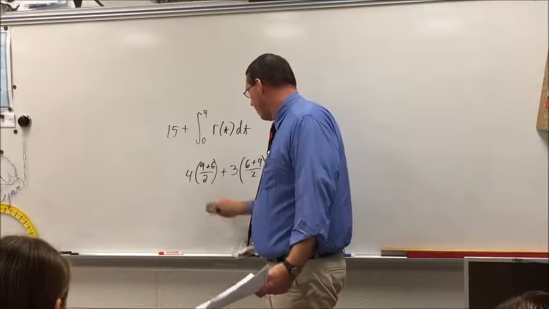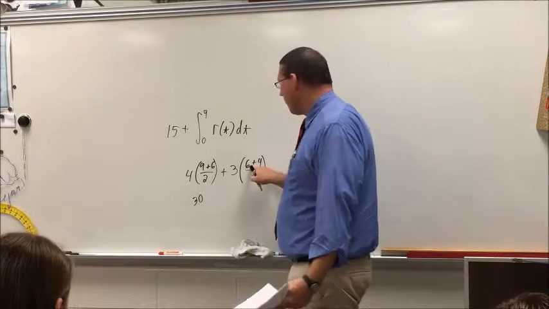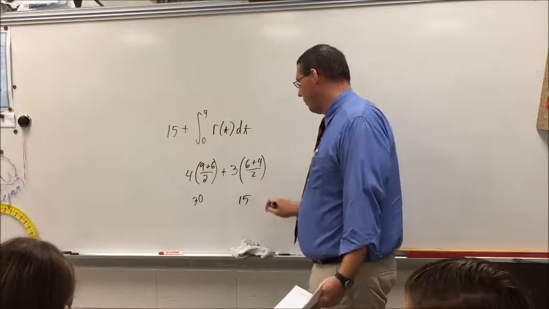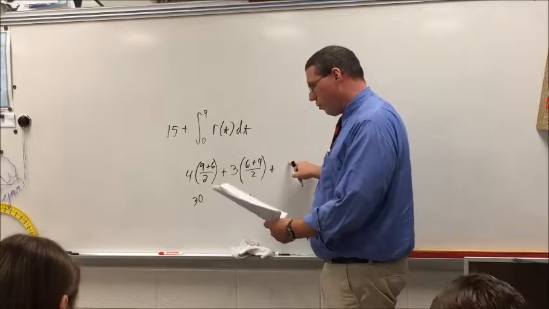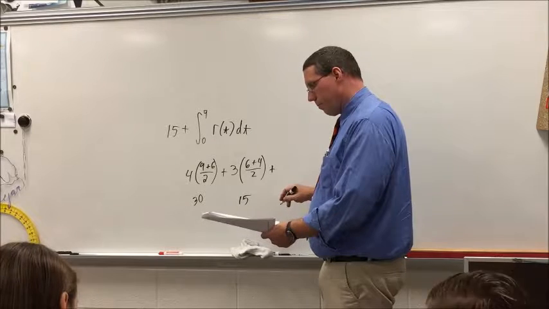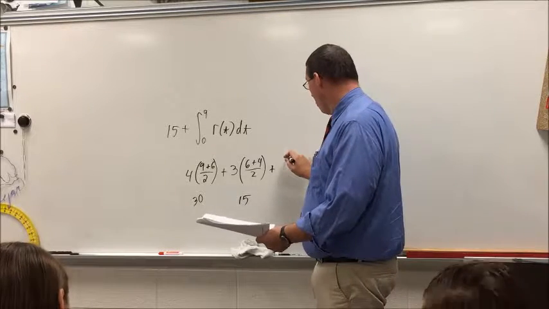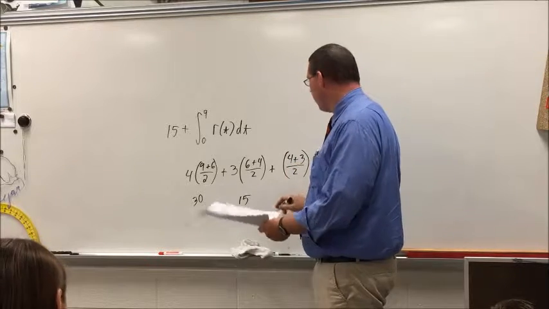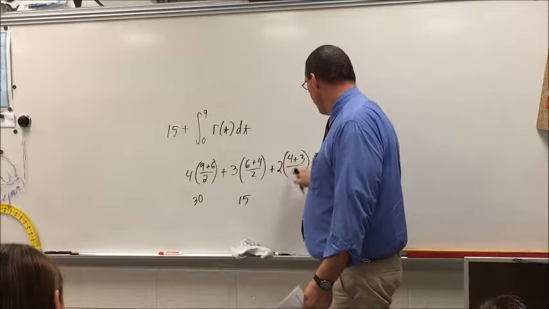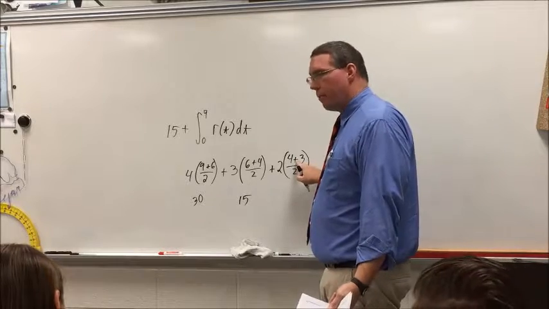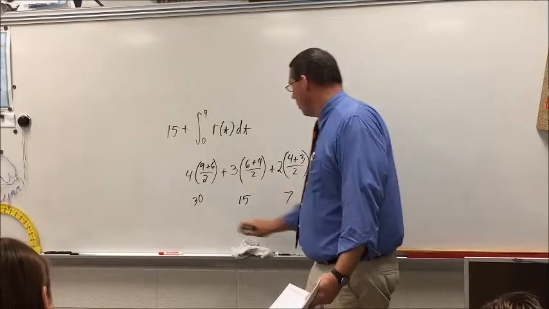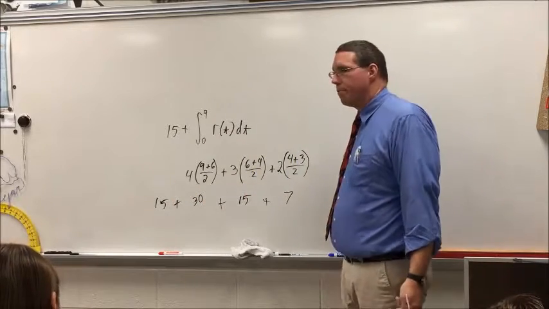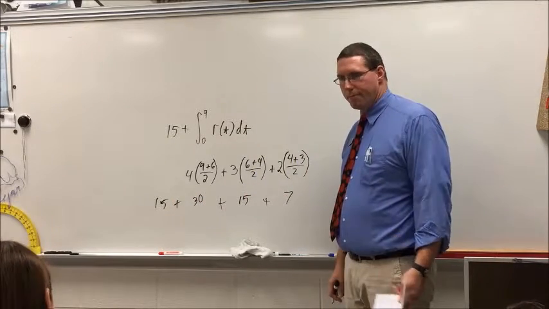Sorry, I was going to do 28. It's 30, right? What's the average between 6 and 4? 5 times 3 is 15. And then the third trapezoid, 4 plus 3, because the heights are 4 and 3, over 2. And what is the width of that trapezoid? 2. Average between them is 3.5 times 2. So it's 15 plus 30 plus 15 plus 7. 67.